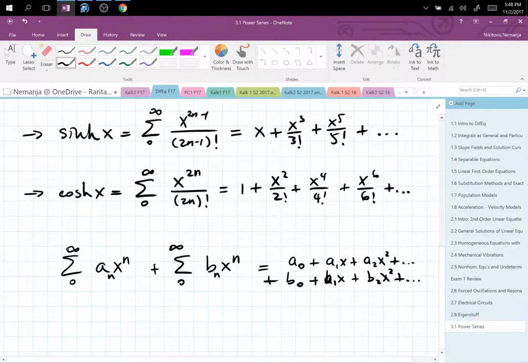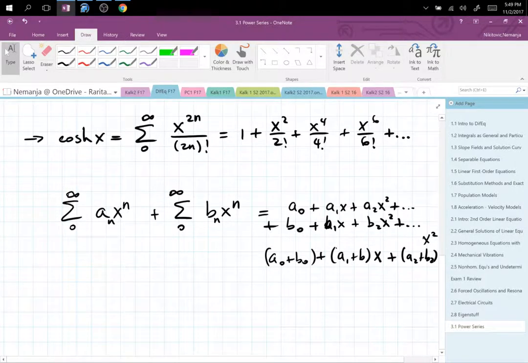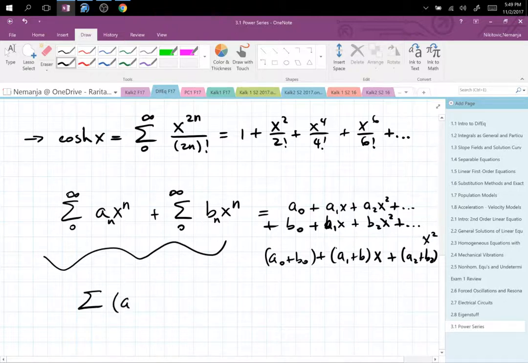You see that you can put together a0 plus b0, and then a1 plus b1 times x, and then a2 plus b2 times x squared, and so on. So these combine into the summation of (a_n plus b_n) x to the n. So you can put two series together.